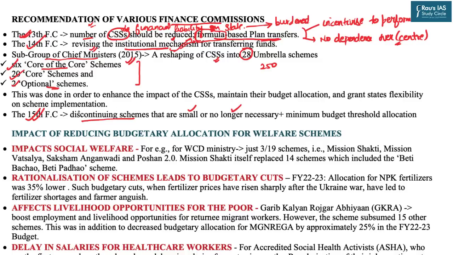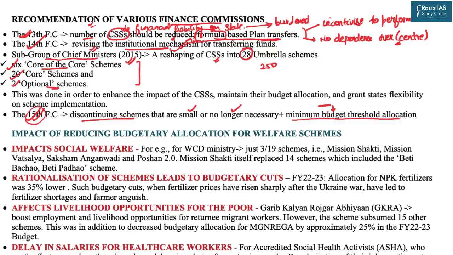Moreover, in addition to this, the 15th Finance Commission also came up with the idea of minimum budget threshold allocation. According to this, there should be a minimum level of the budget allocation for various schemes or departments. If a certain department is allocating the budget below this level, then obviously it should give the explanation why it has cut the budgetary allocation for any particular scheme. This was aimed to curb the unnecessary reduction in the budgetary allocations.